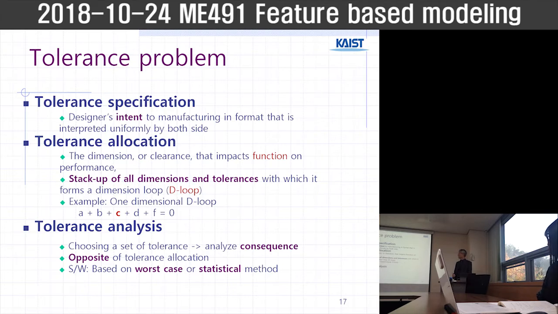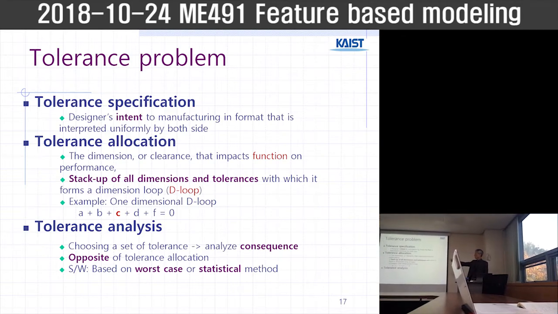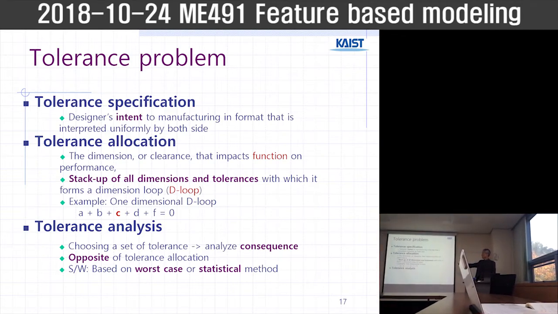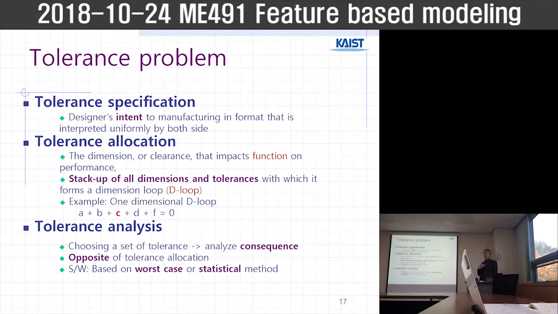Right? For example, a one-dimensional loop is something like this. Each part, five parts, has tolerances, and the tolerances stack up, added around, and then you may require the result to be something like zero. So we choose a set of tolerances and then analyze the consequence. So allocation and then evaluation. The designers always do this, right?